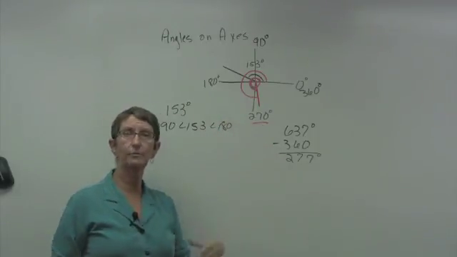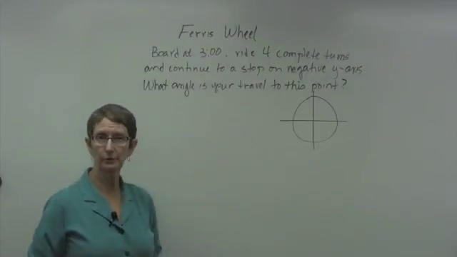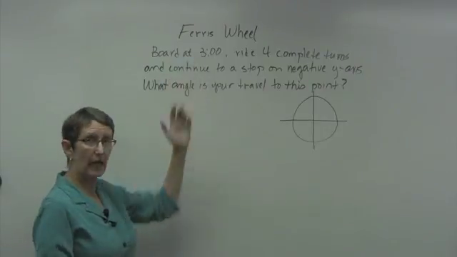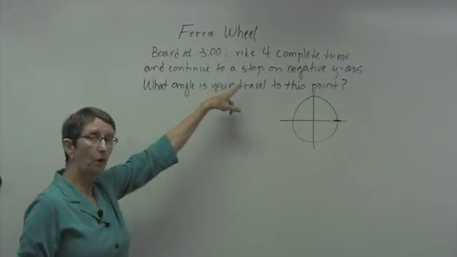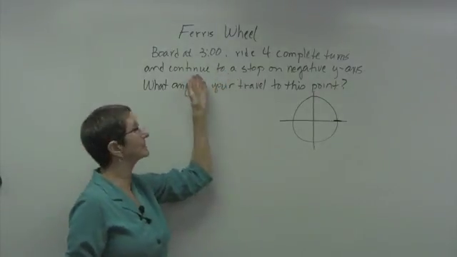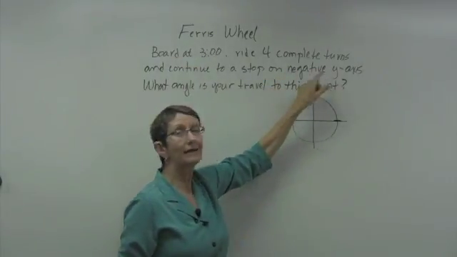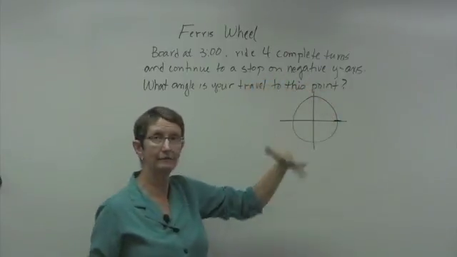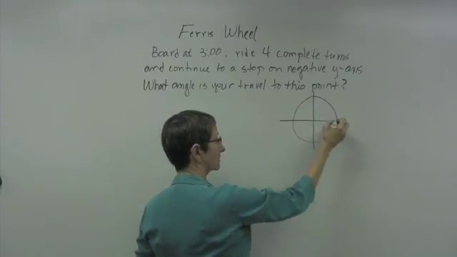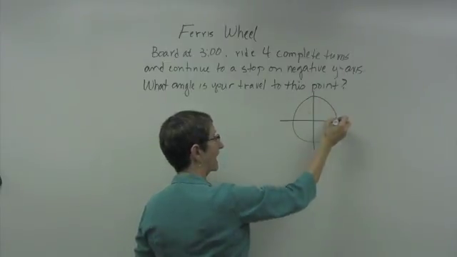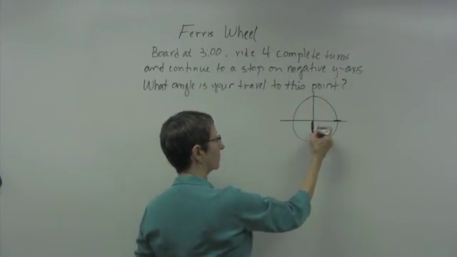So let's look at another example that's an application. Well, here we are on the Ferris wheel again. Board at the 3 o'clock position over here. This is where we board. Ride 4 complete turns, and then it stops after we've gone all the way to the negative y-axis. This is why I drew the axes this time, because we have to go to the negative y-axis, which is down here. So we go around 4 times, and then go all the way around and stop down here. So this is where we're stopping for this problem, right here.